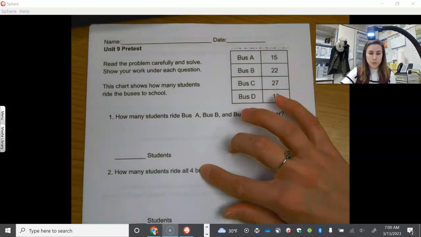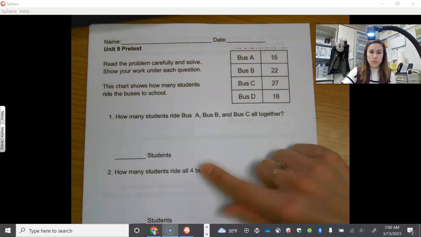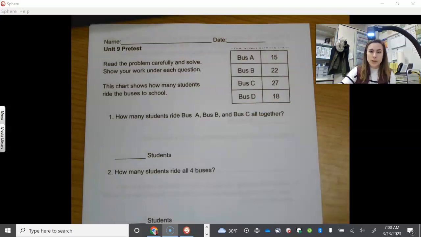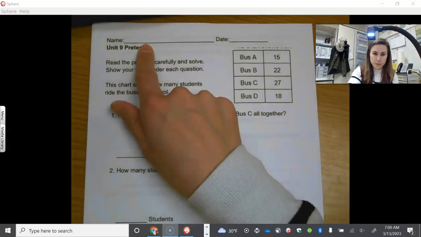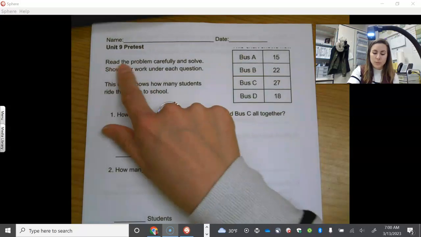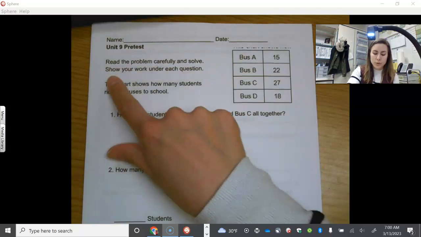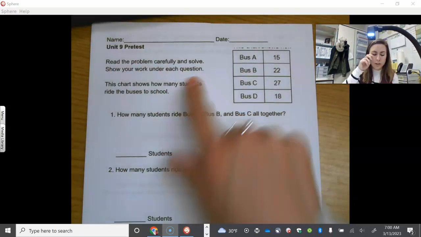You can also rewind and listen to the problem read again if you did not understand what to do the first time. Make sure you put your name at the top of the page. Read the problem carefully and solve. Show your work under each question.